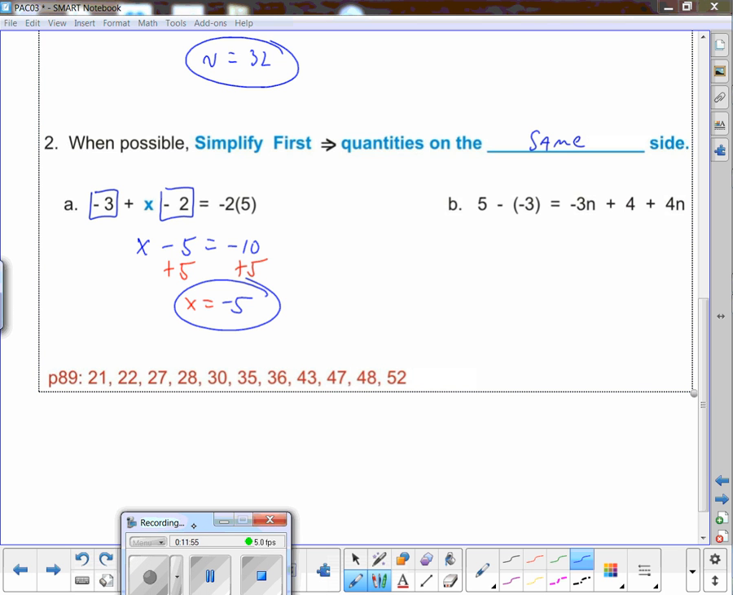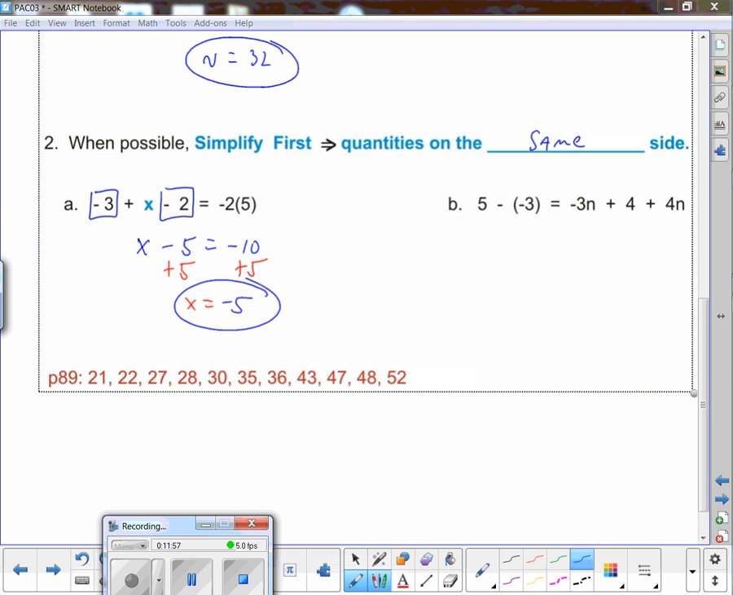Okay, so look at this last example. This one's a little bit different. So remember, you can simplify stuff on the same side. So all I want you to do right now is simplify the stuff on the left. Don't do anything else. Simplify, if you can, any stuff on the right, and then just stop. We'll see if that's correct, and then we'll finish the problem. All right? So let me pause while you simplify the stuff on the right.